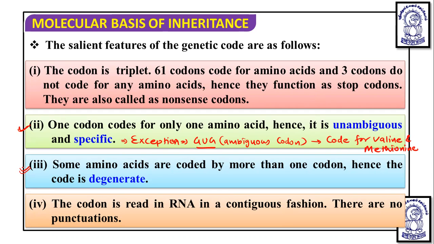One codon codes for only one amino acid, which means the specificity of the codon. But amino acids are degenerate, because one amino acid is coded by more than one codon.